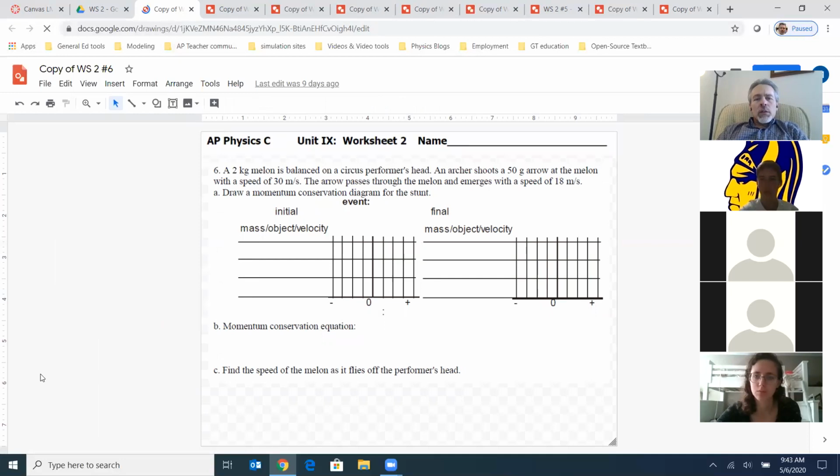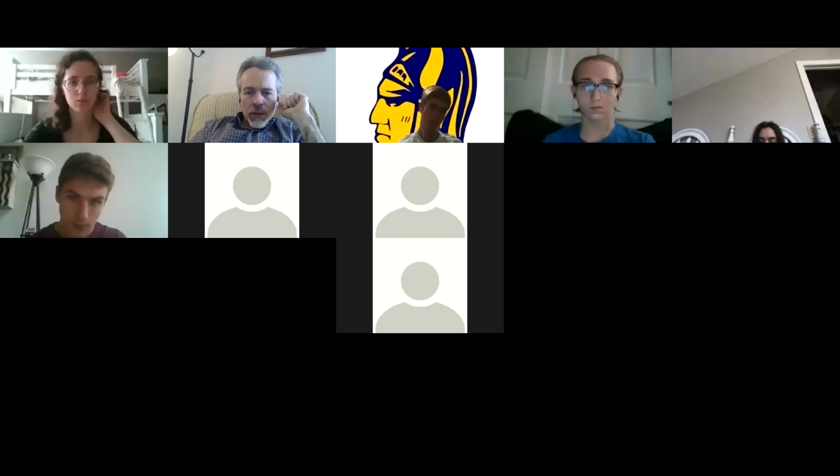All right, so the next problem we're going to be looking at is number 6. This one is kind of a William Tell thing. Instead of an apple, we have a melon, and there's an arrow that's going to go through the melon and come out the other side. We know the speed of the arrow both before and after. But we want to know the speed of the melon as it comes off the person's head. Again, I don't care if you do part A, but please go ahead and do parts B and C. Let me stop sharing and break out.